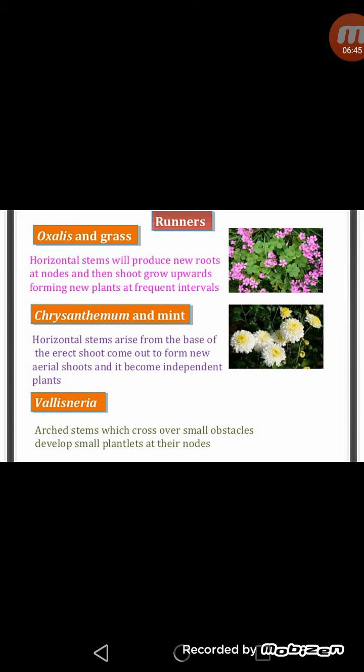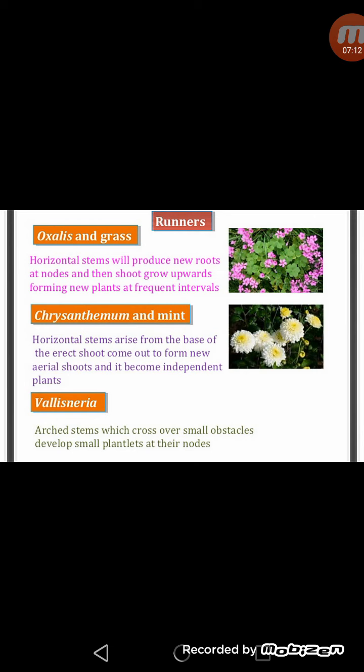In the same way, in case of chrysanthemum and mint, horizontal stems arise from the base of the erect shoot. Shoot means stem, meaning some stems arise from the base of the stem, and these stems make a new plant, and after some time they become an independent plant. So in this way a new plant or a number of plants are produced from the stem part.